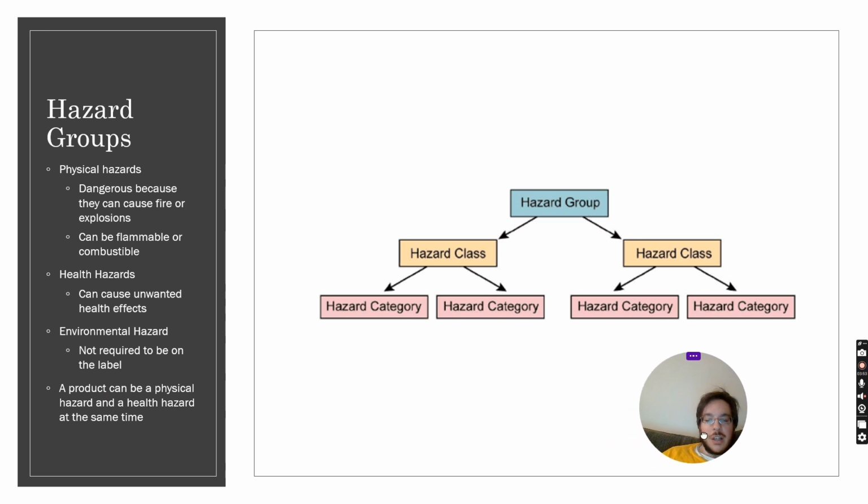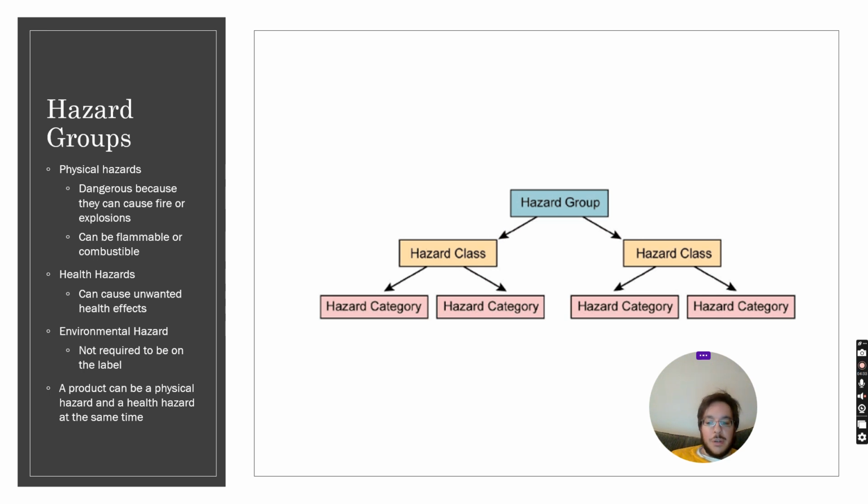So let's take a look at the hazard groups here. We start out with a group and then a class and then a category. So there are 3 groups, and they are physical hazards, which are dangerous because they can cause a fire or an explosion, or they can be flammable. And then we have health hazards, which make you sick, and then we have environmental hazards.